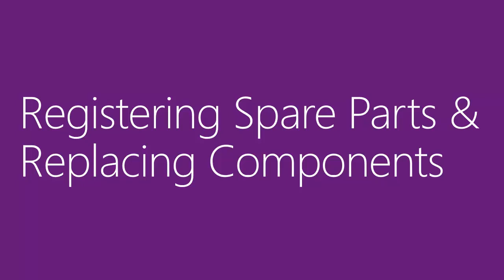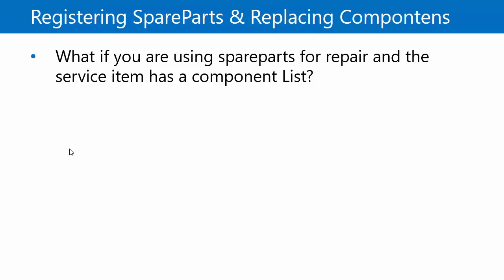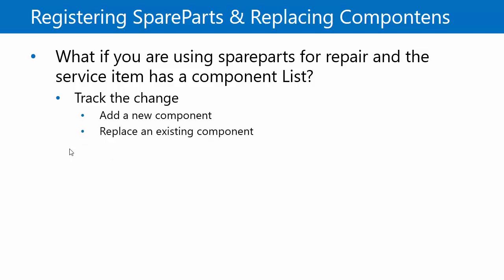Now, what happens when, during repair, you need to consume a spare part for a service item that consists of components? There are two things that you basically can do. First option is to track the change. So you have a service item with a component list. You are using a spare part for repair. Then you can either add that spare part as a new component to the component list, or you can replace an existing component in the component list of the service item.